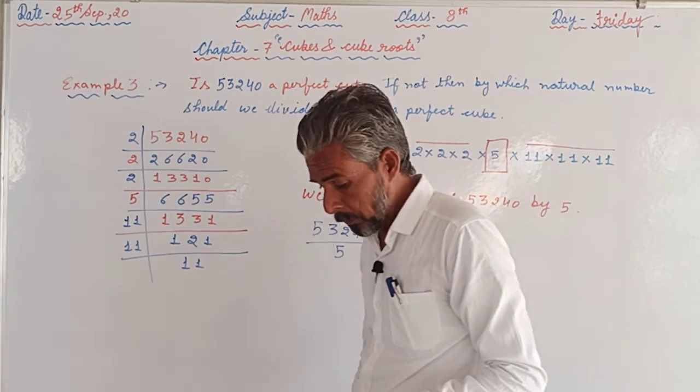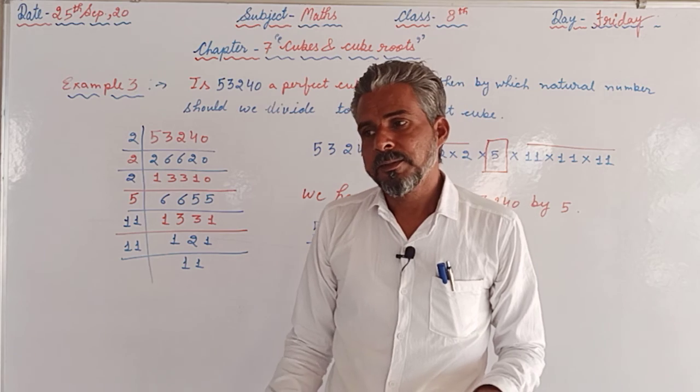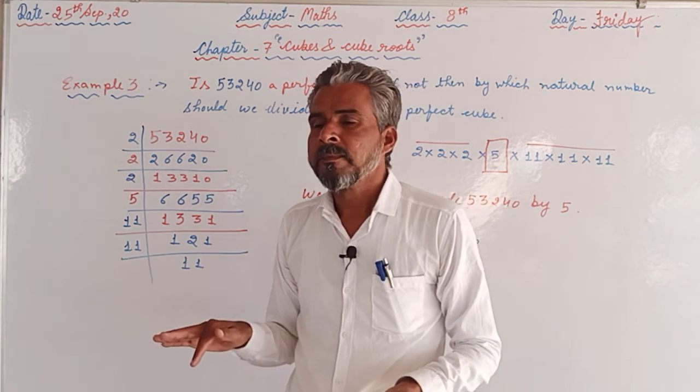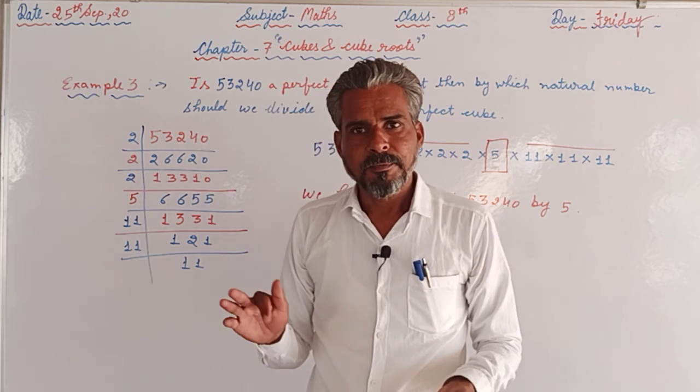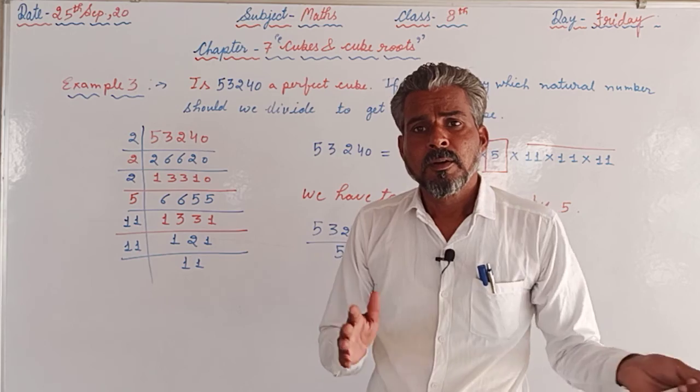So I hope that you have understood how to find such numbers by which, if we multiply the given number, it becomes a perfect cube, or by which we divide the given number to make it a perfect cube. So now the chapter is over. Now you can go through the whole chapter.